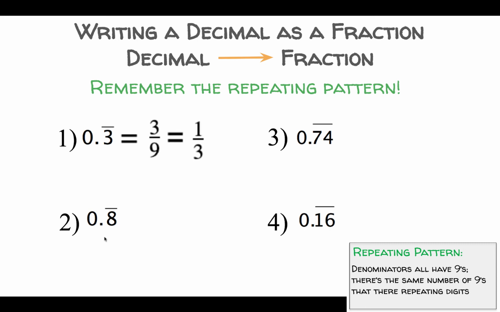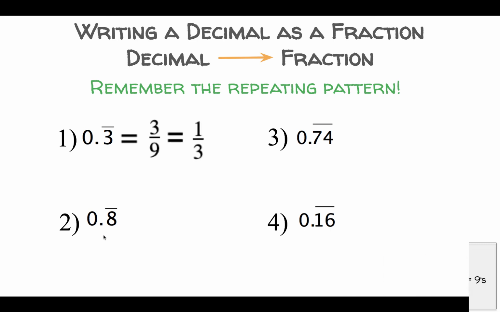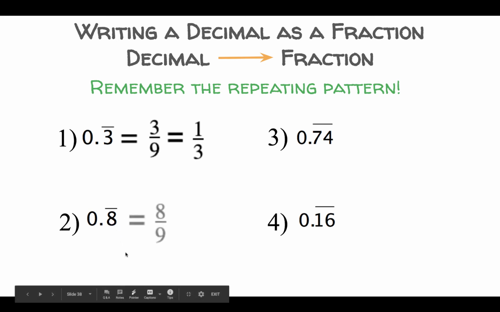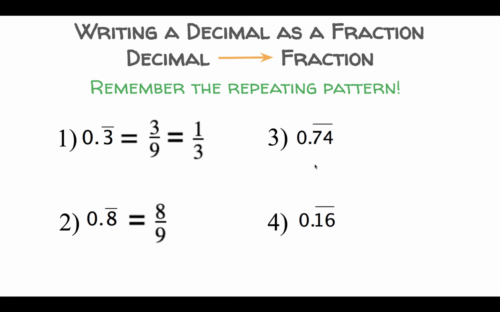Let's look at number 2. Write example 2 down. We have 0.8 repeating. I have 1 digit that repeats, so that means I'm going to have 1 9 in my denominator, and my numerator is going to be the digit that repeats, the 8. So 8/9. Can I simplify 8/9? Nope. It is in its simplest form. Write down example 3, 0.74 repeating. Now I see I have 2 digits that continuously repeat forever and ever.